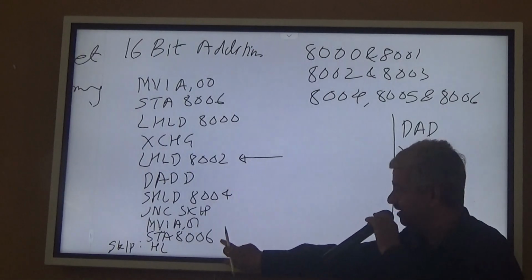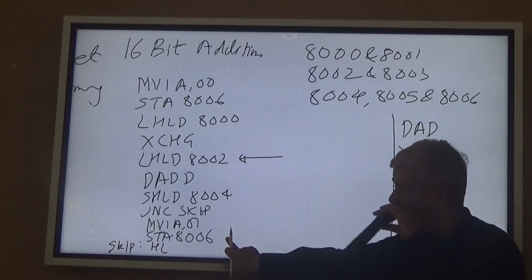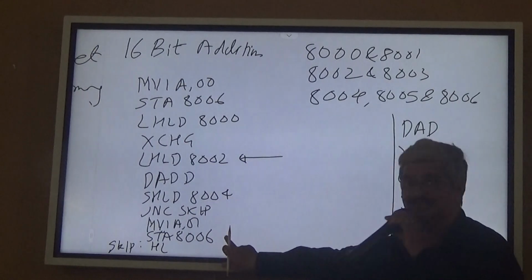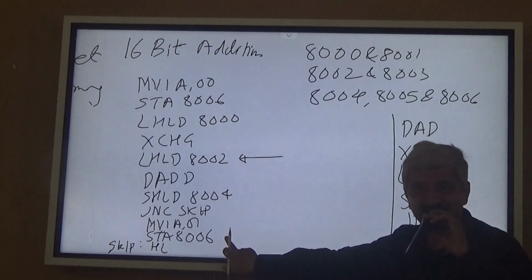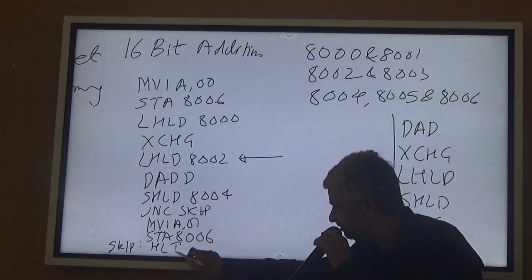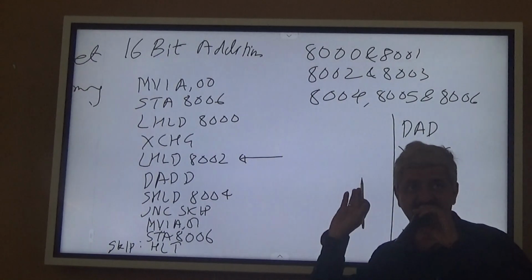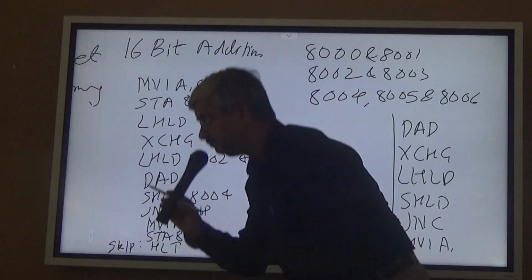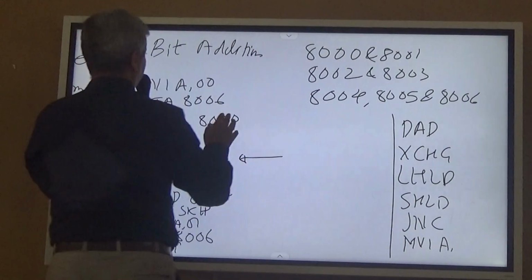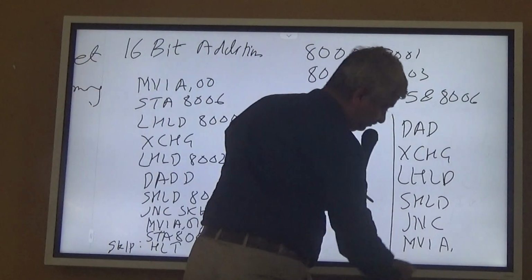So jump on carry skip. If carry doesn't come, I am done. And if carry comes, I make it 1 and I store again. Is it okay? Halt. It's 16-bit addition using DAD instruction. Okay. Right. Now let us move to the next simple program.